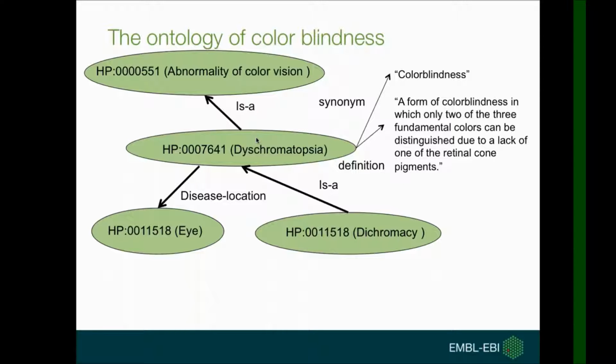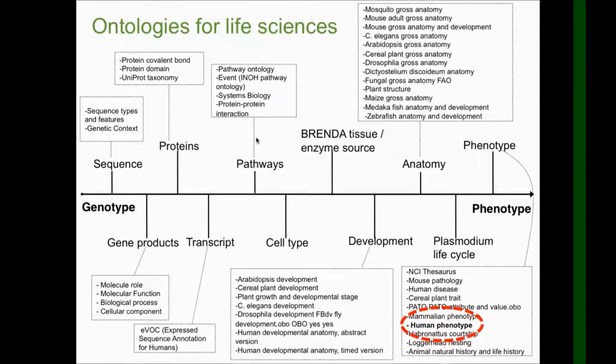And we can attach other metadata to these terms, so we can capture color blindness as a type of synonym, and we can provide a full human readable definition for each of these concepts. And this is typically what we do when we build ontologies.